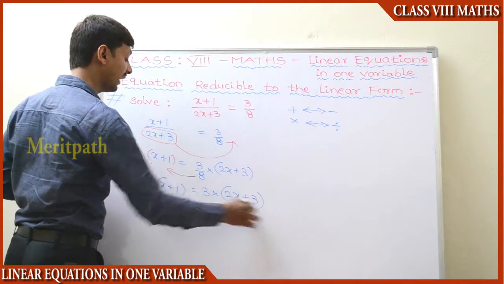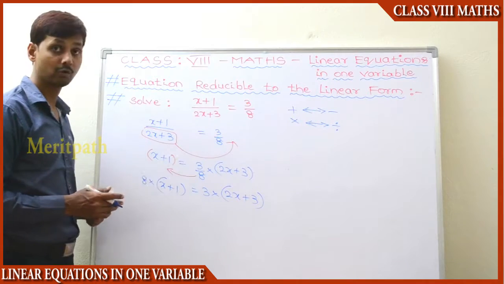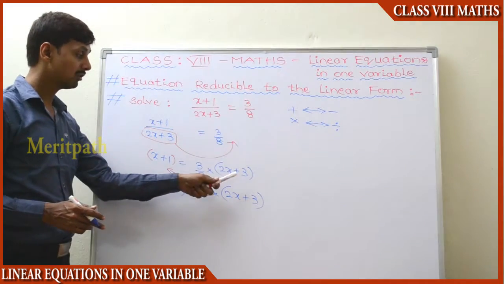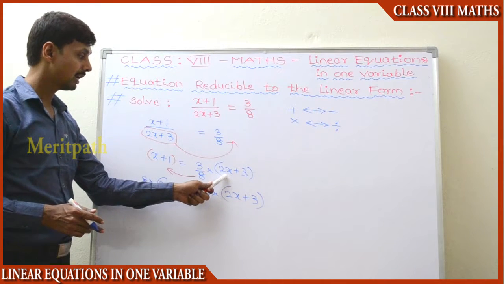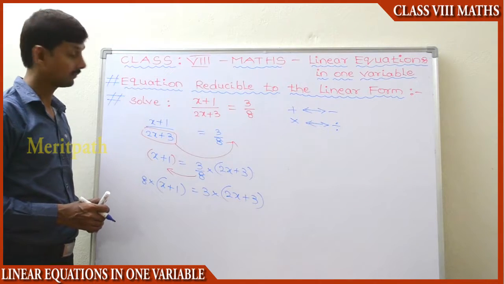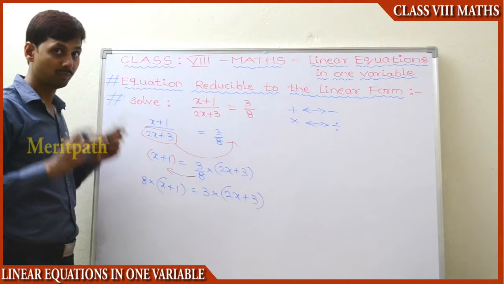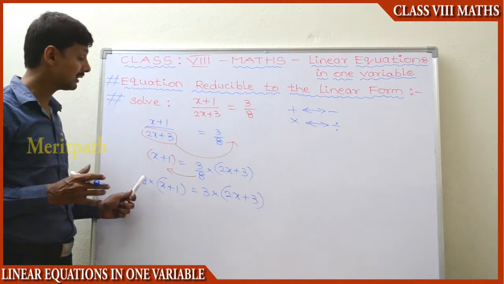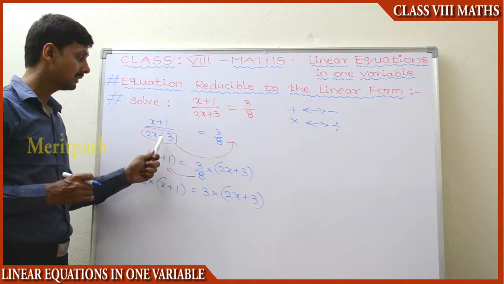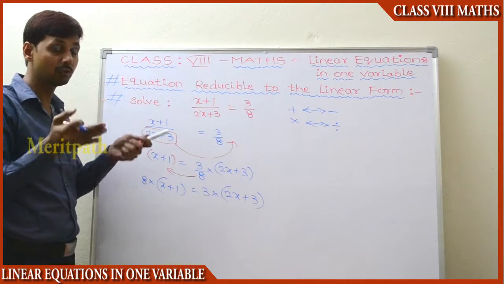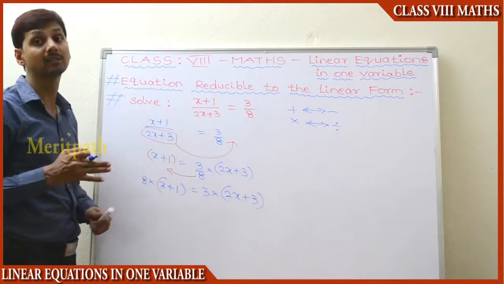The reason we have transposed this 8 is that when it is in a fraction, we cannot multiply. When we multiply with this, it cannot be cancelled. So to cancel that and to become a whole number, we transpose this 8 to the left hand side, and this denominator part to get the x value and change the variables and constants. We change this to this side.